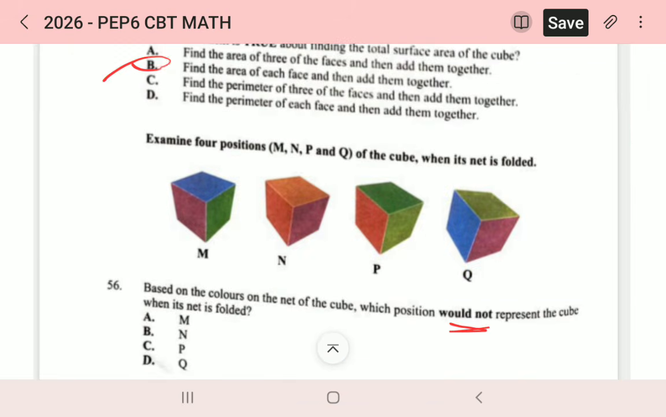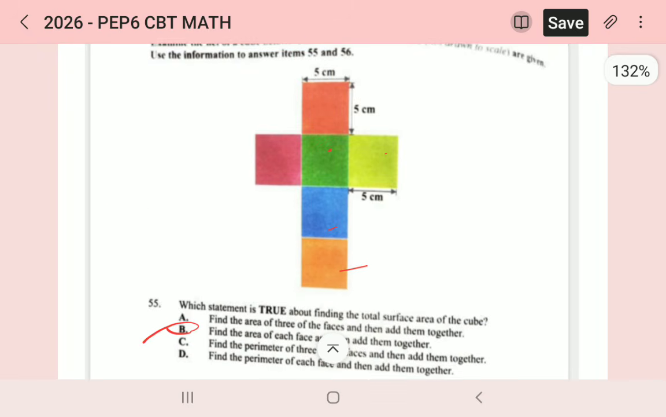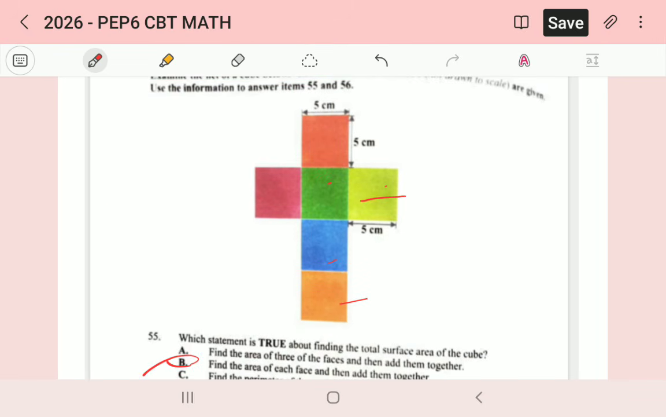Let's see. We're going to have to fold. So this one would come up. Let's see if we can do it. This would come up. This would come in. All right, coming in. This would lap in as well. And this one would come up and this would become the top. So this orange is a top. The green is a base, which means that these 4 would be sides.